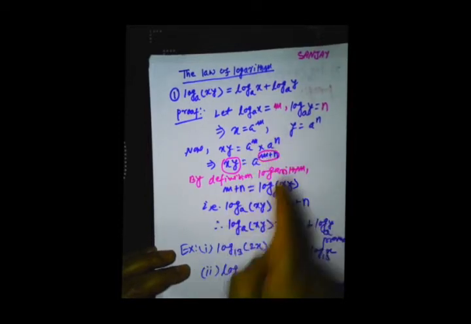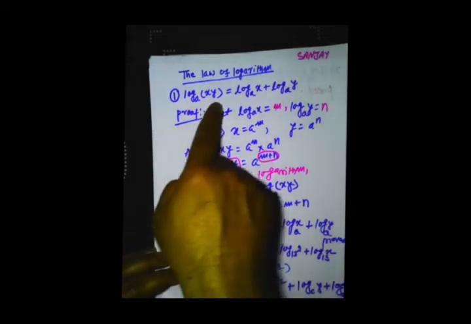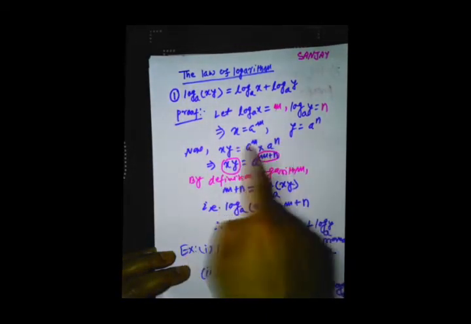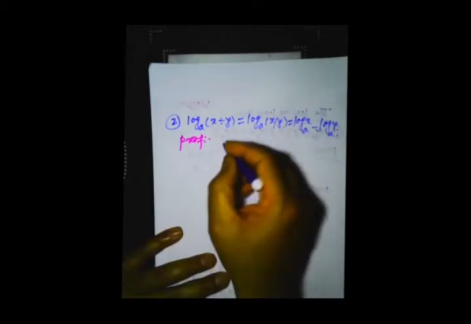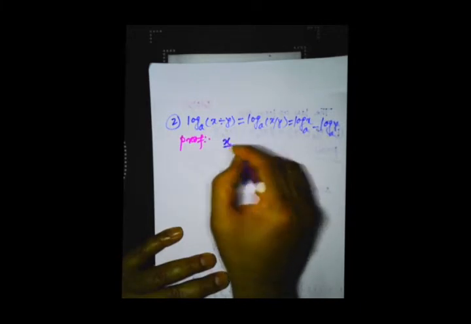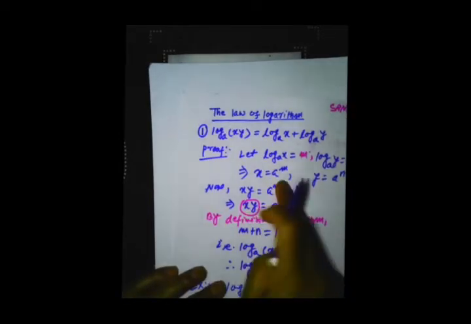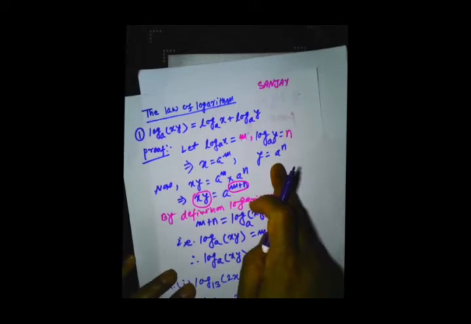So here, in order to find the product rule of the logarithm, we multiplied these two numbers x and y, but at this time we are dividing the numbers. So we take the division of x and y, so first we start with x divided by y. When you write x divided by y, x is a to the power m, you can see here, and y is a to the power n.